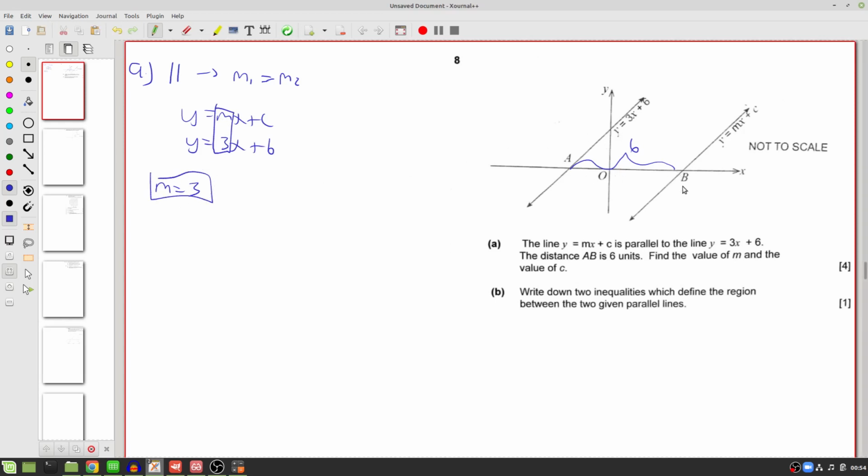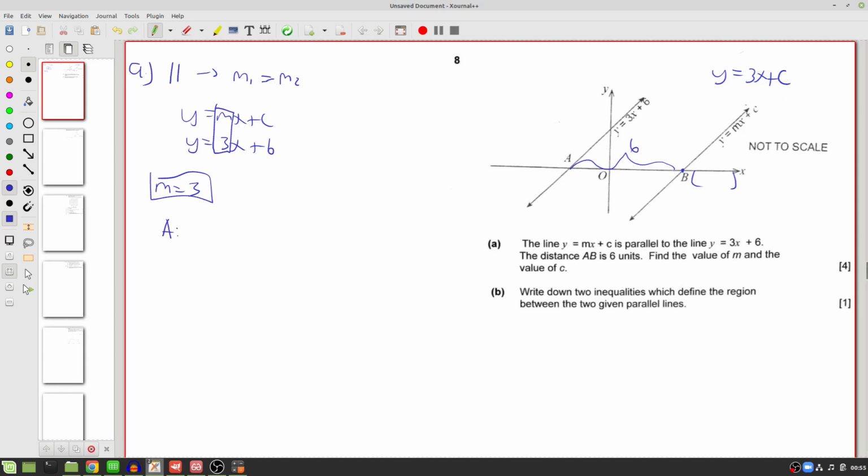Now we know this distance is 6. So how will we find the value of c just by knowing this distance is 6? This is where a bit more work comes in. We already know this is y equals 3x plus c, sorry, not 6. To find the c value, we need to substitute some point into this equation to solve for c. So we want to find the coordinates of B, and once we have that, we can substitute point B into this equation to find c. Because how do we get B? Well, we know B is 6 from A, so first we need to find A.